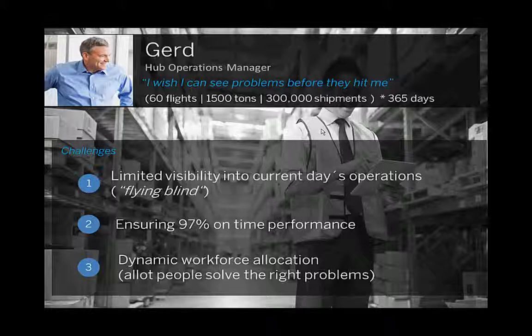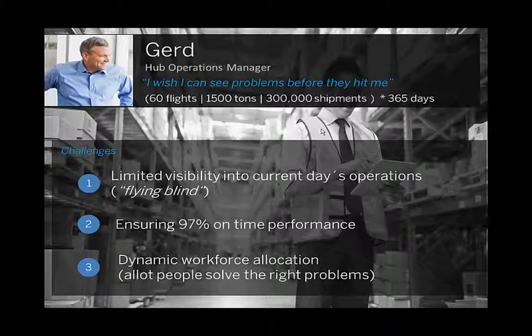It brings in 1,500 tons of cargo, close to 300,000 shipments, and he has to ensure that each of these shipments is put onto an outbound plane and it takes off from his hub. And this happens 365 days a year. It's a highly stressful job. Gerd basically has three challenges.